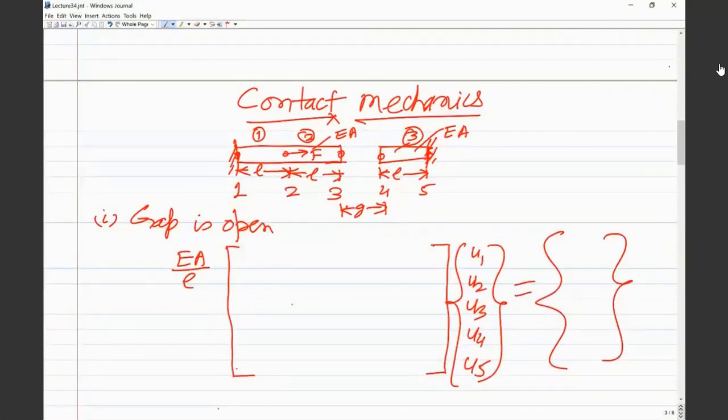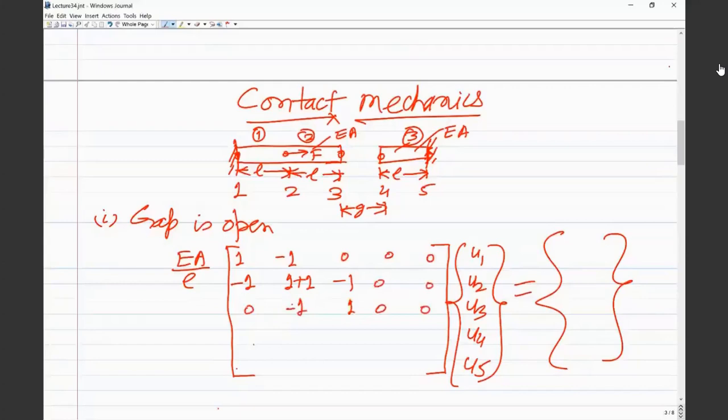First, assembling the first element defined between node 1 and 2, we will have 1, minus 1, minus 1 and 1. Then the second element is defined between node 2 and 3, so here plus 1, minus 1, and minus 1 and 1. And then I should write in the row corresponding to U3 minus 1 and 1. All the other elements would be 0.